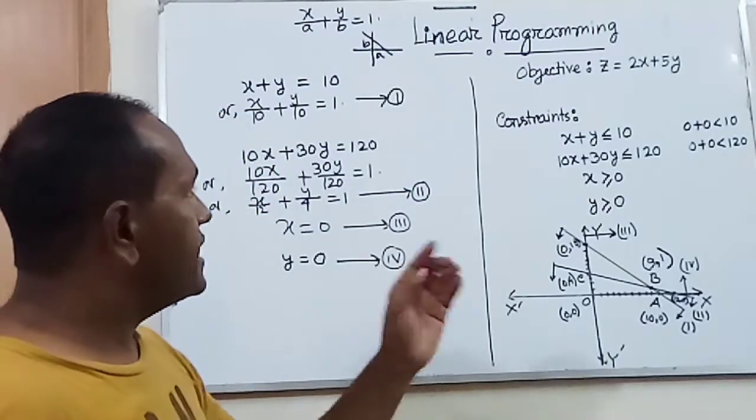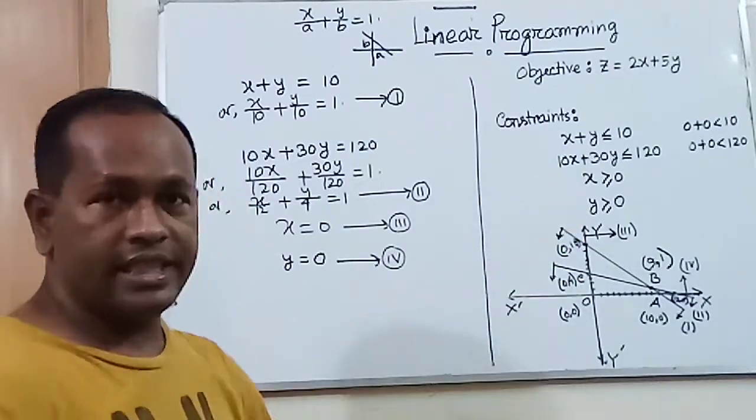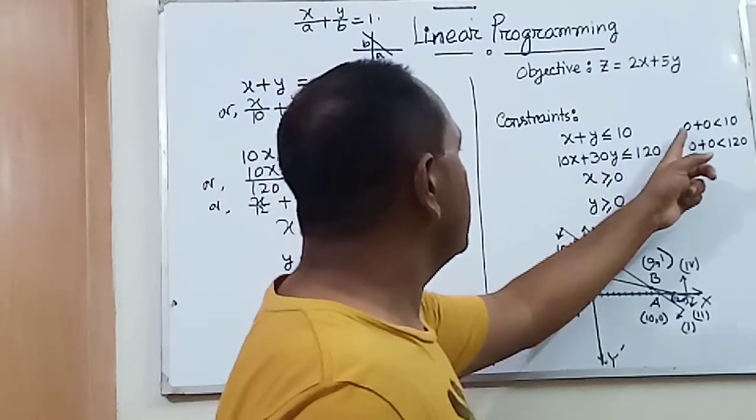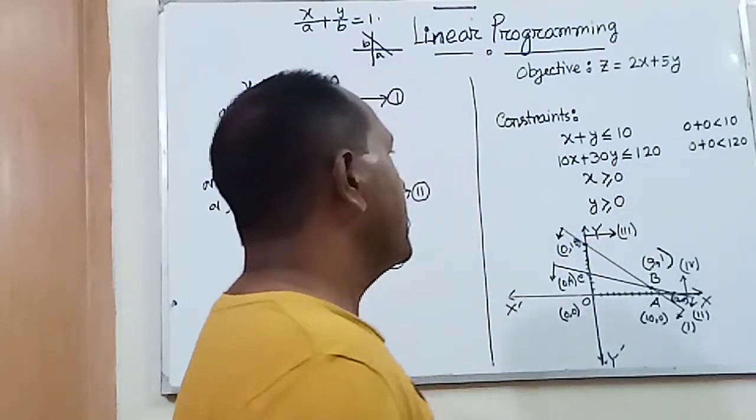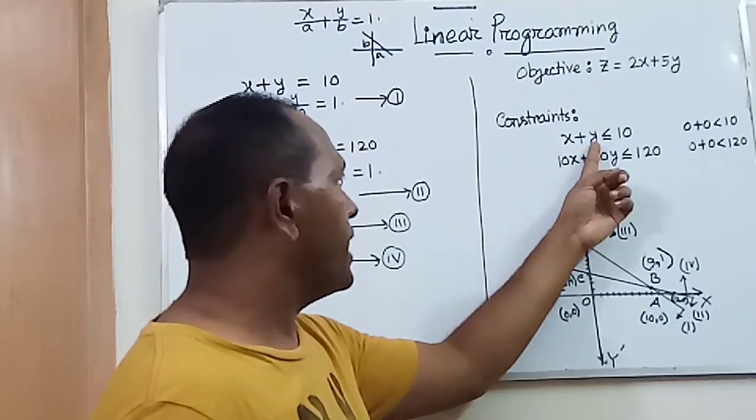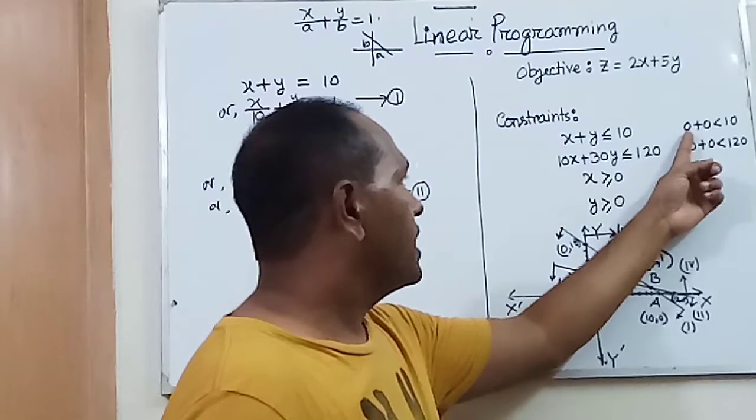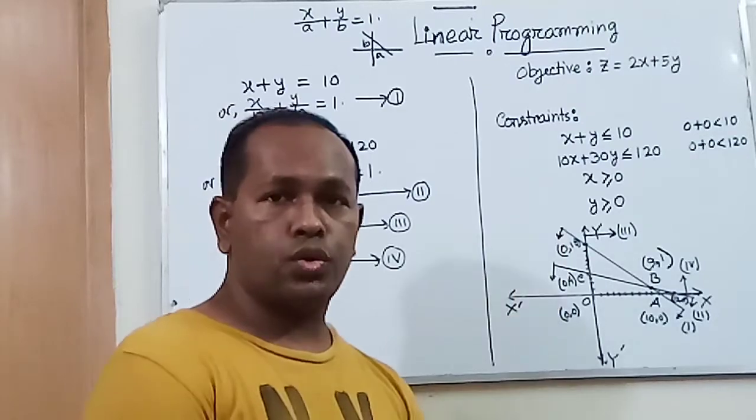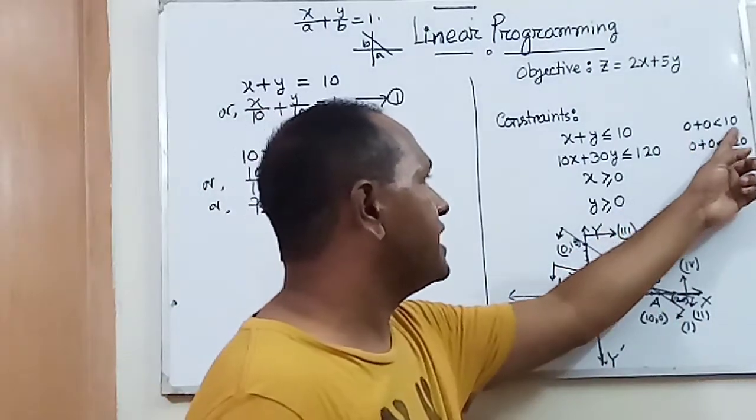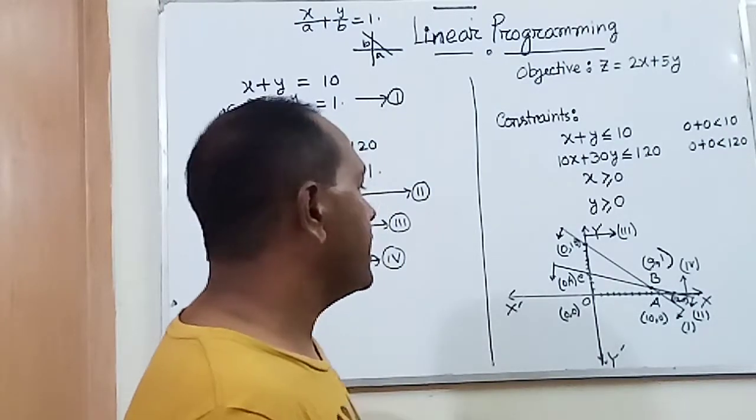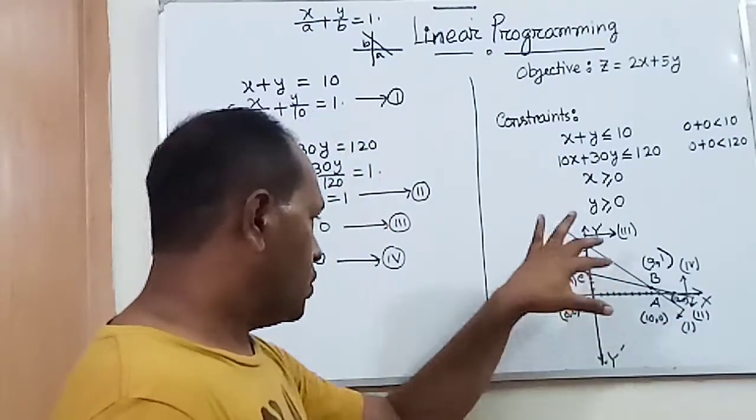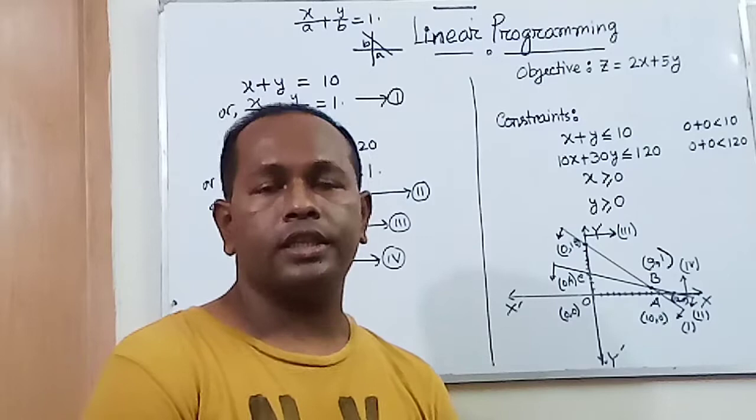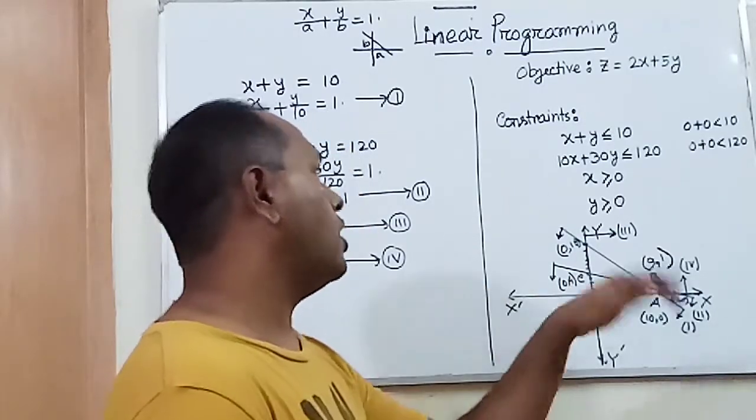So let us see the direction of these inequalities. For this, let us put x equals 0 and y equals 0. If you put x equals 0, y equals 0, then you will get 0 plus 0 less than 10. Now you need to see whether this statement is true or false. 0 plus 0 less than 10, this statement is true. So the direction of the first line will be towards the origin. If the statement is false, then the direction will be opposite of the origin.